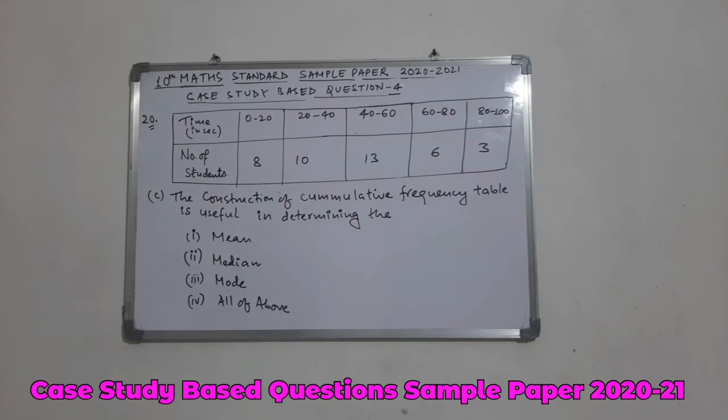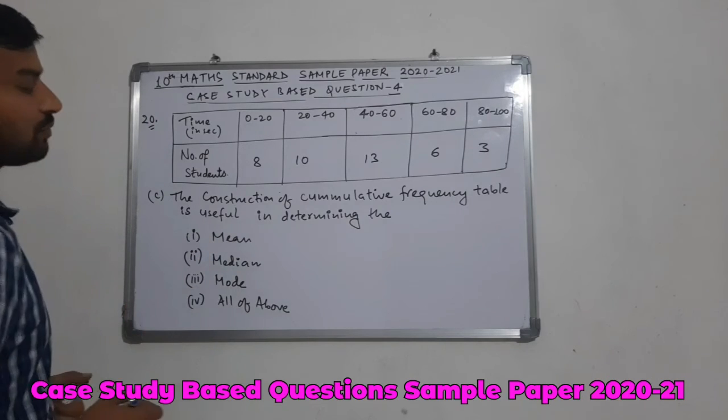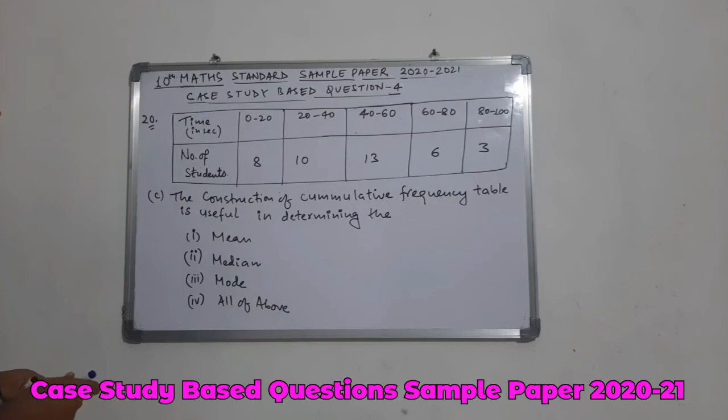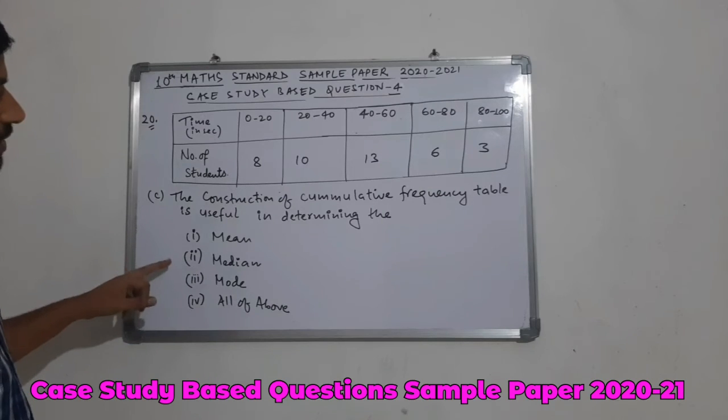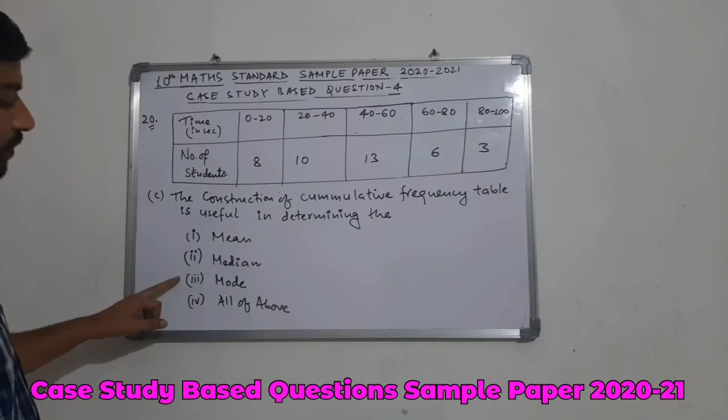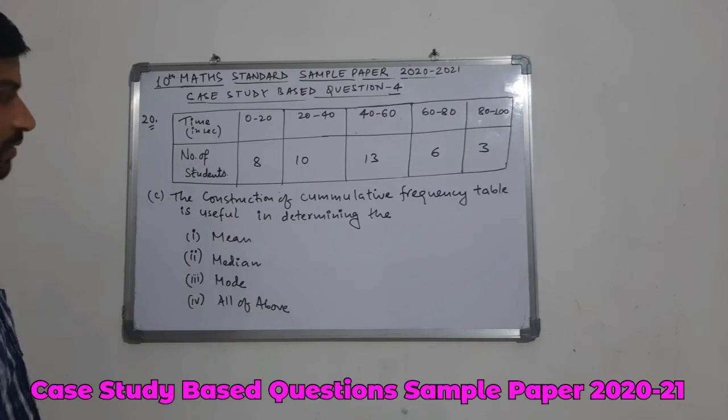So now let us come to the third part, that is the C part of question number 20. The question is, the construction of cumulative frequency table is useful in determining the value of: the first option is mean, second is median, third is mode, and the fourth one is all of the above.